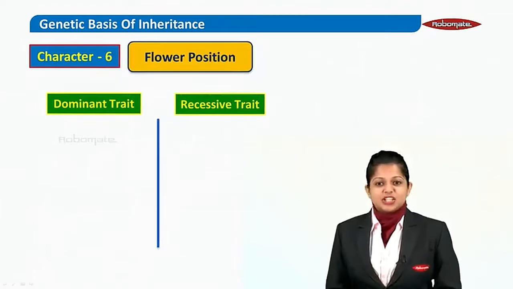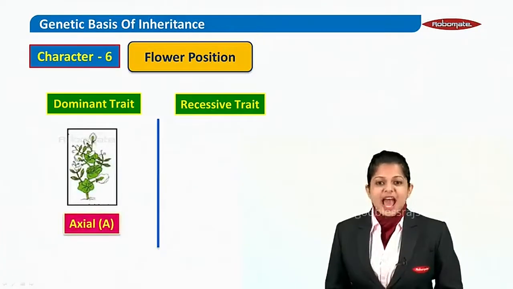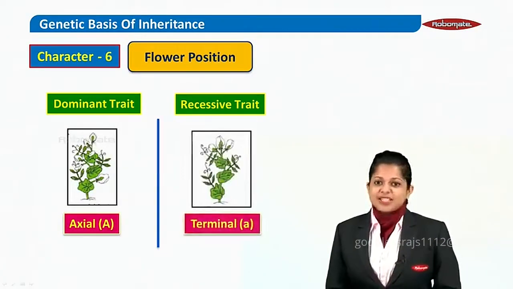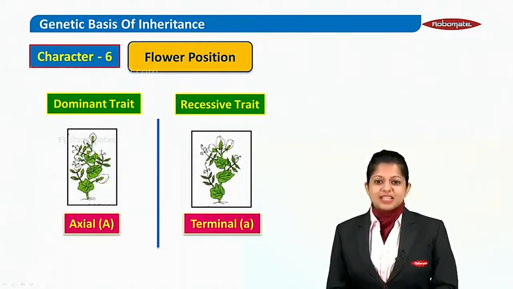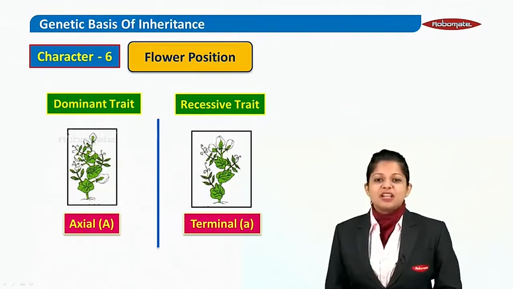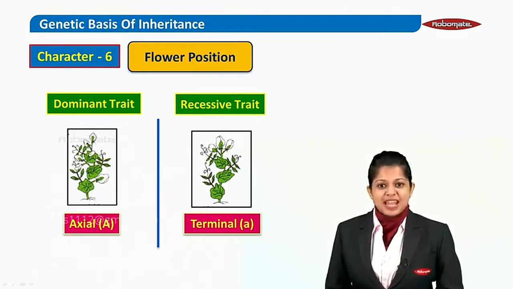Flower position, the dominant trait was axial, whereas the recessive trait was terminal flower position. The axial was denoted by capital A, whereas the terminal was denoted by small a.